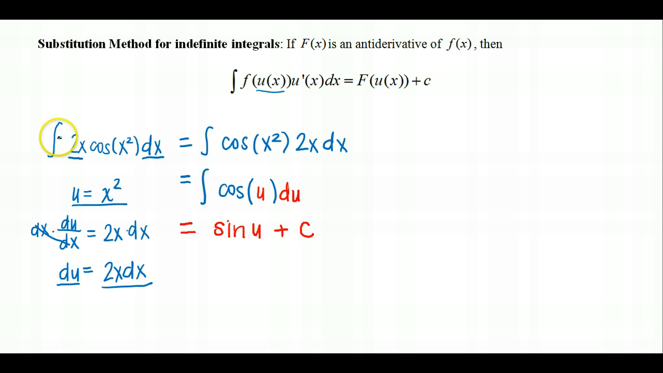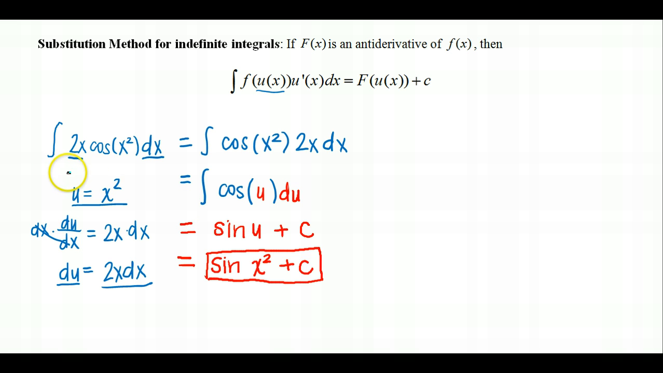And when I have an indefinite integral, I want to make sure that my final answer is still in terms of x. So the final step is going to be to go back and replace the u with the function in terms of x. So my final answer here has to be sine x squared plus c, which we already knew to be the answer, but this is just showing the process of using U-substitution to find that general antiderivative.